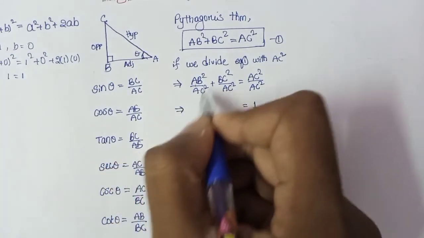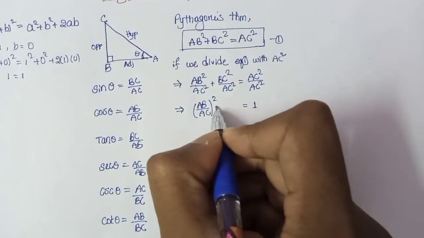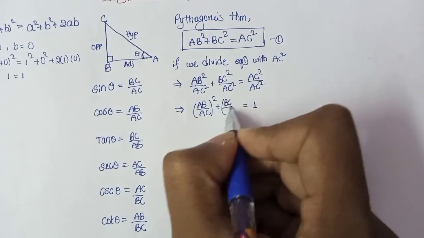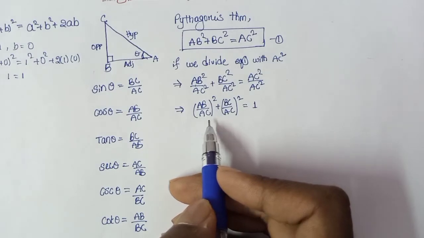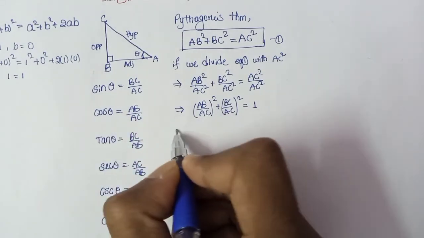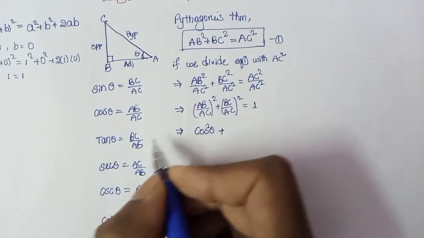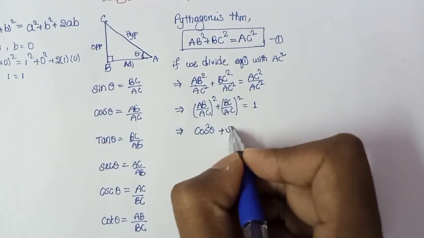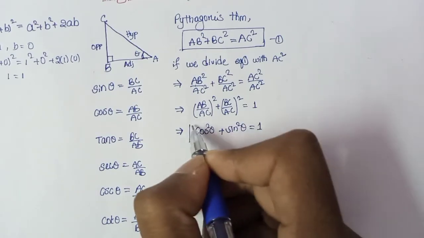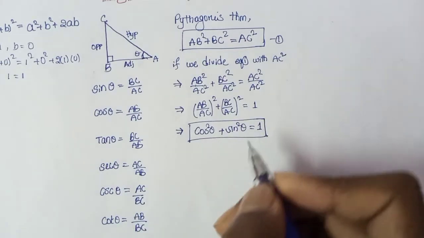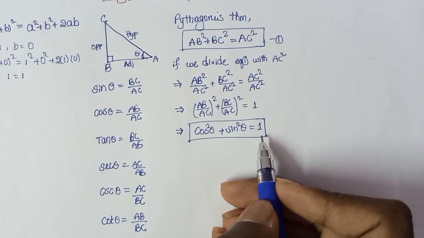Here we can write (AB by AC) whole square plus (BC by AC) whole square. If you observe, AB by AC is cos theta, so this is cos square theta. Plus BC by AC is sin theta, so this is sin square theta, which is equal to 1. So this is one identity: cos square theta plus sin square theta is equal to 1.